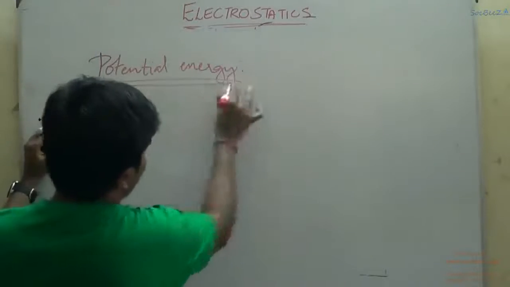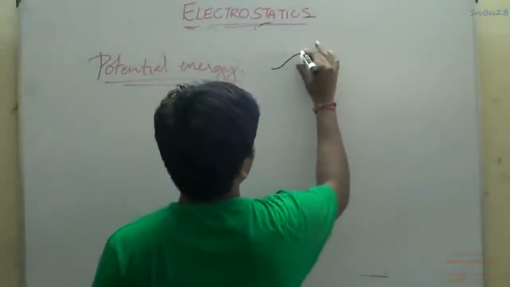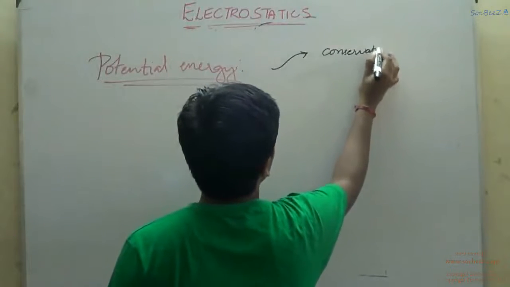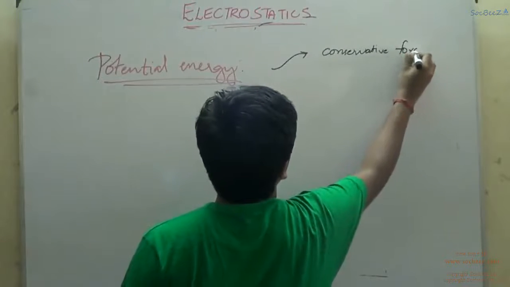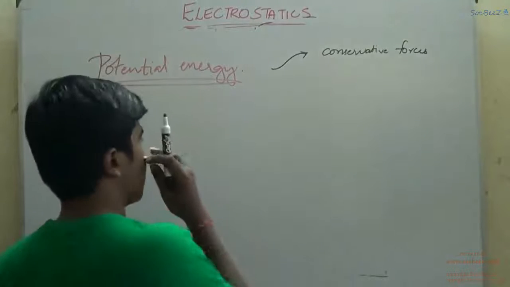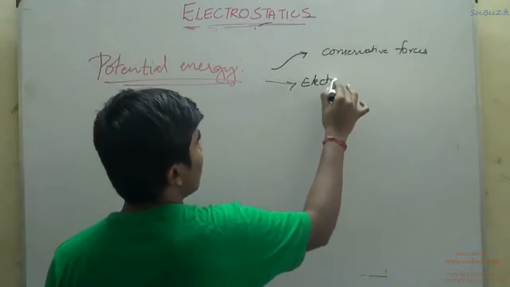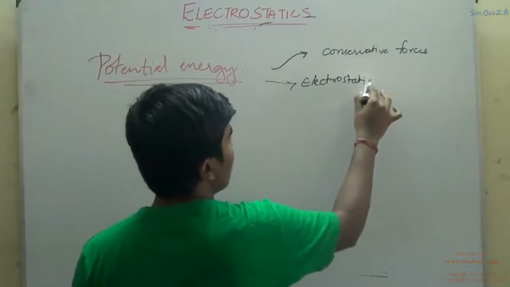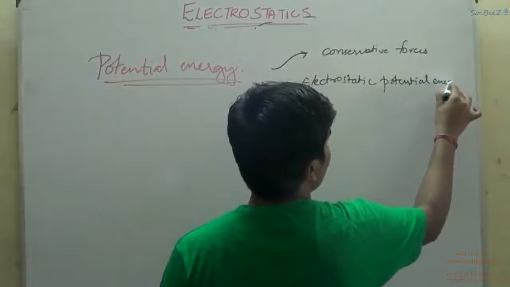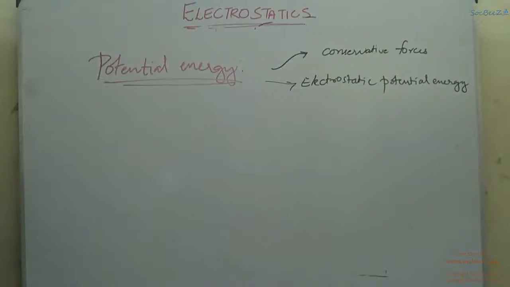Before going deep into the potential energy, one thing to be noted is that potential energy exists only for conservative forces. Right? And since electrostatic force is a conservative force, we have something called electrostatic potential energy. Okay. Now, what is this equal to?